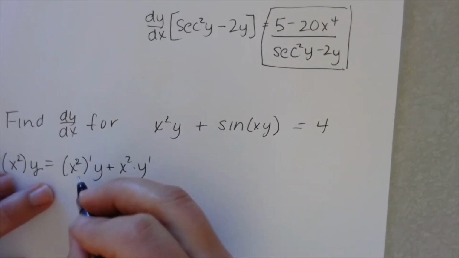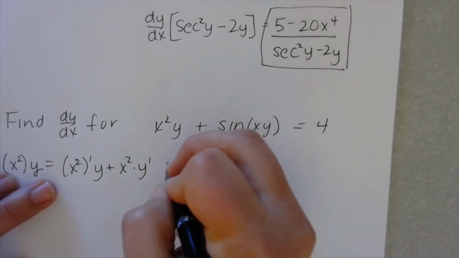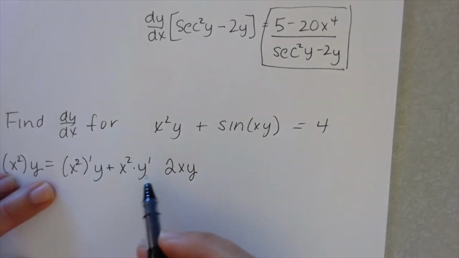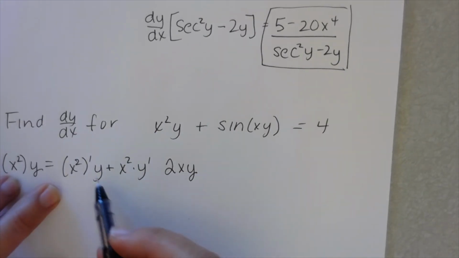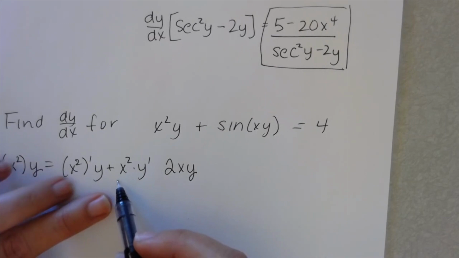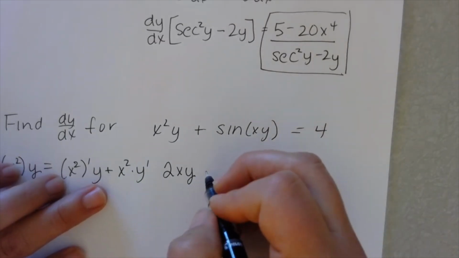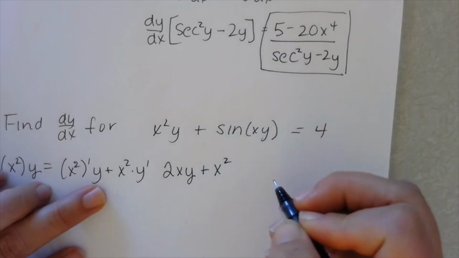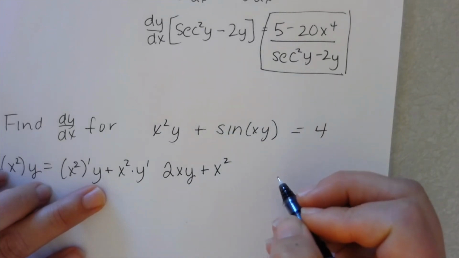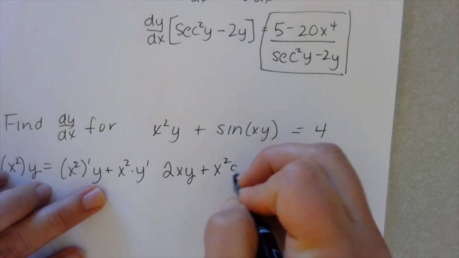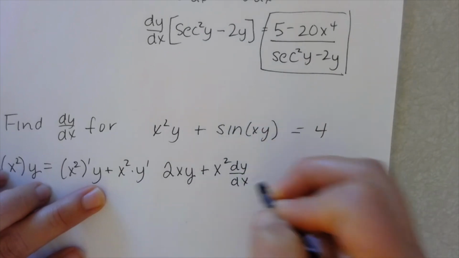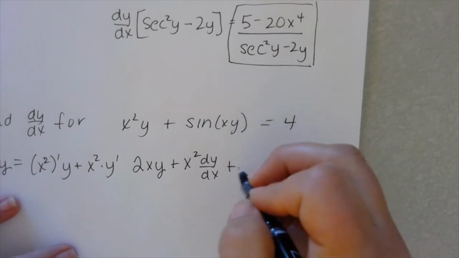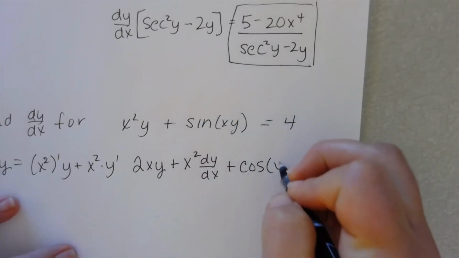So the derivative of x squared would be 2x, and then the y comes along. I only write the dy dx again when I have y prime, or when I have the derivative of the y term, not just when I'm writing it. And then plus, then over here, I have x squared, and then times the derivative of y. The derivative of y is just 1, but I did do the derivative of y, so that would be a dy dx. And then I have plus, then the derivative of sine is cosine, and the xy stays in it.